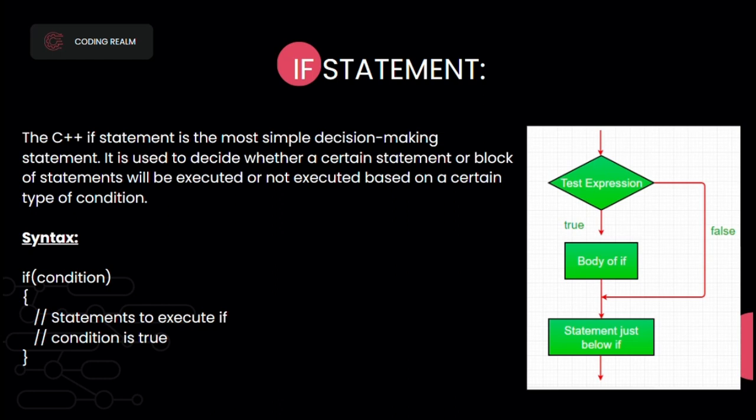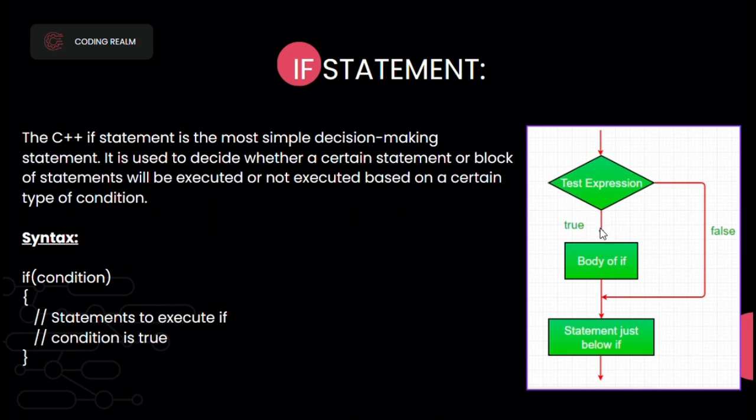The C++ if statement is the most simple decision-making statement. It is used to decide whether a certain statement or block of statements will be executed or not executed based on a certain type of condition. This is the flow chart of the if statement. We will start with the test expression or the condition, for example, A greater than B.